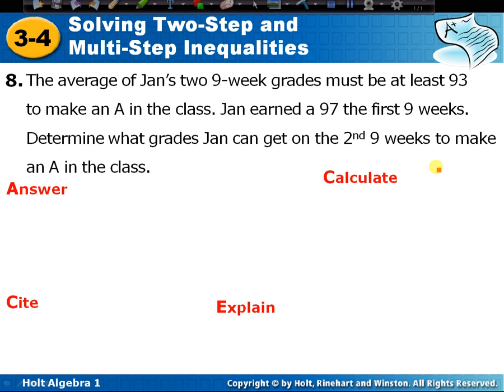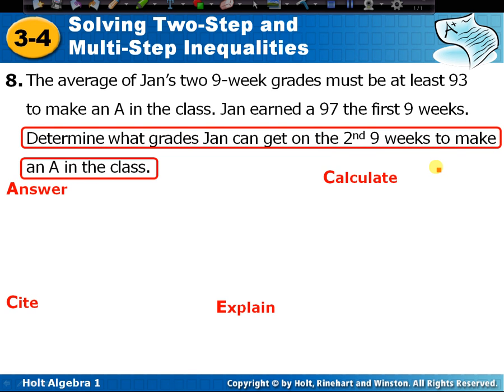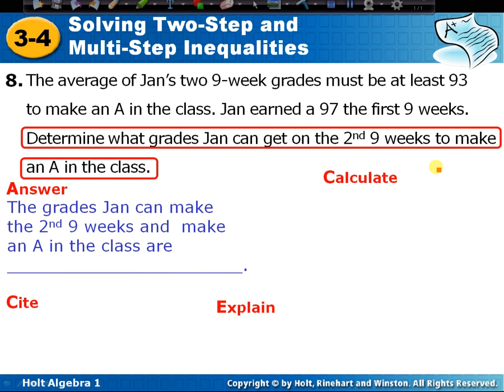So the first thing I'm going to do is turn my question into an answer. It says, determine what grades Jan can get the second 9 weeks to make an A in the class. So I'm going to turn that into a sentence answer. The grades Jan can make the second 9 weeks and make an A in the class are blank. So that's my A for my answer part.